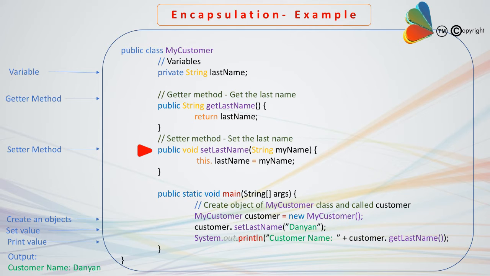Create setter method by name setLastName. This method used to store the variables of lastName. This keyword refers to the current object in the constructor or method.